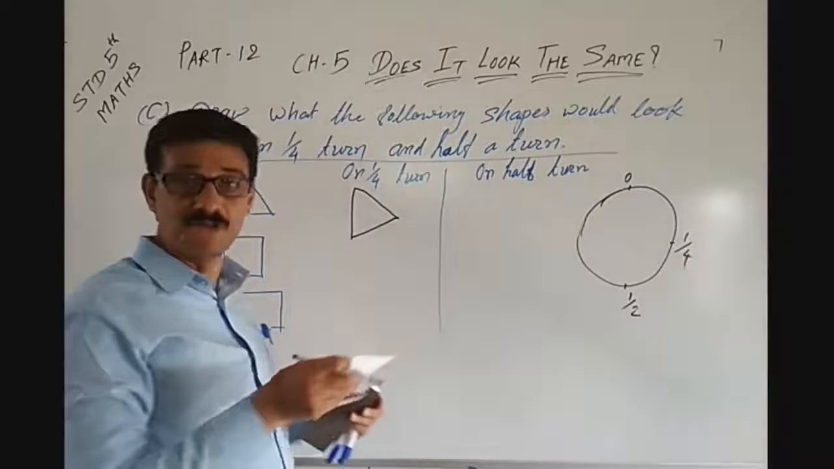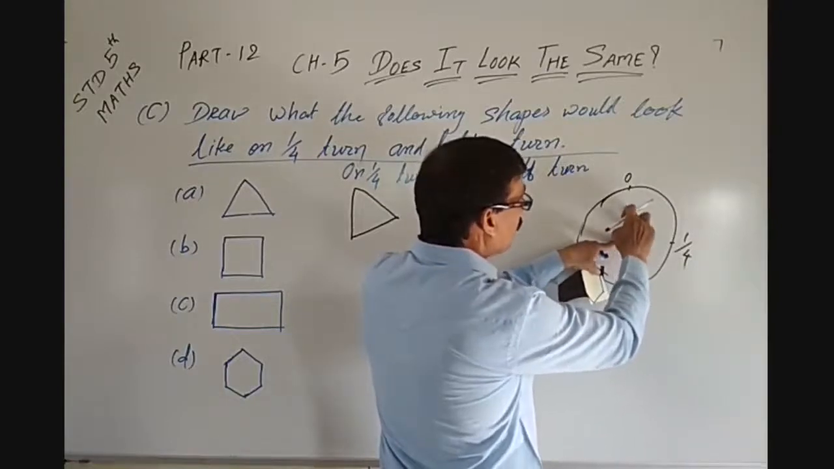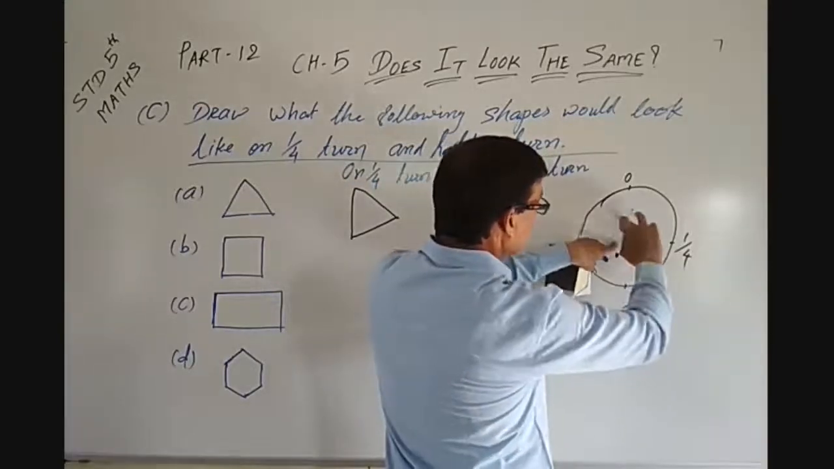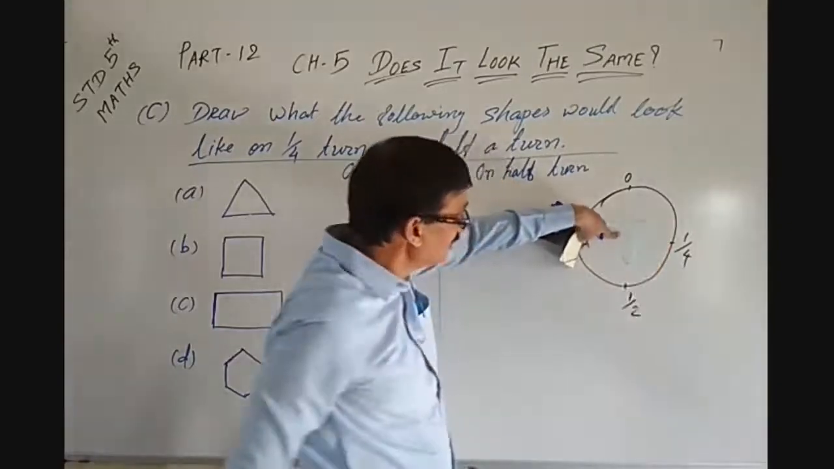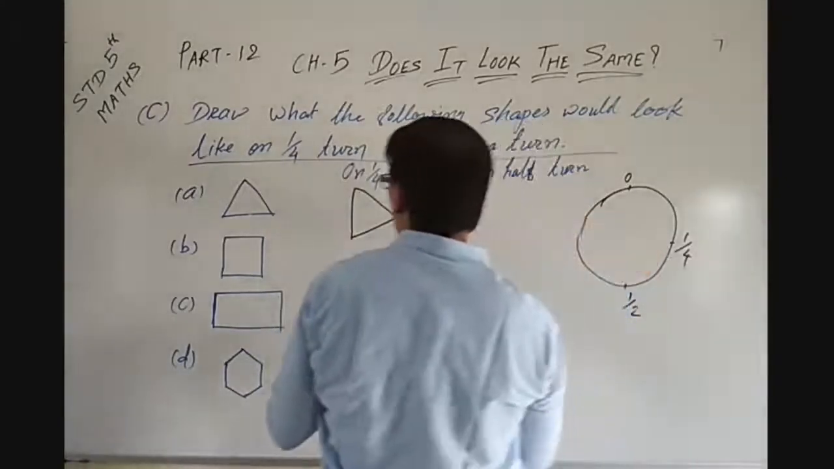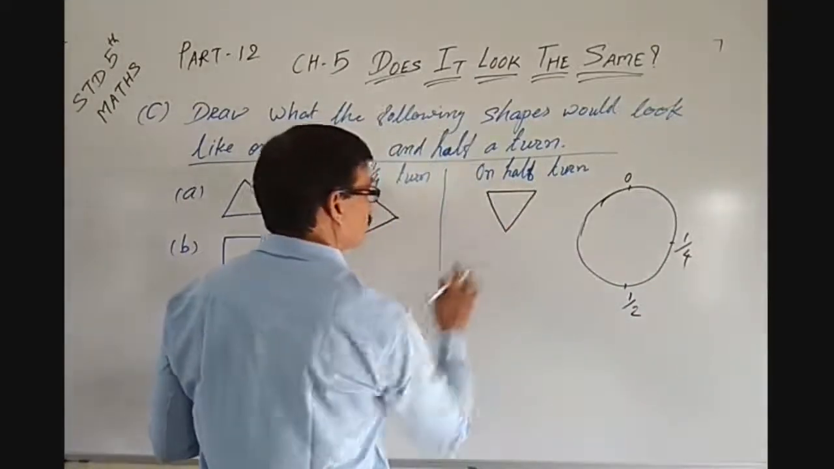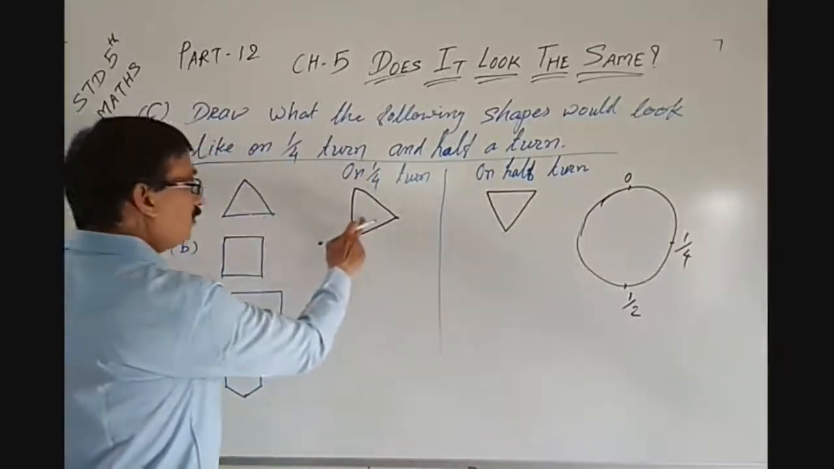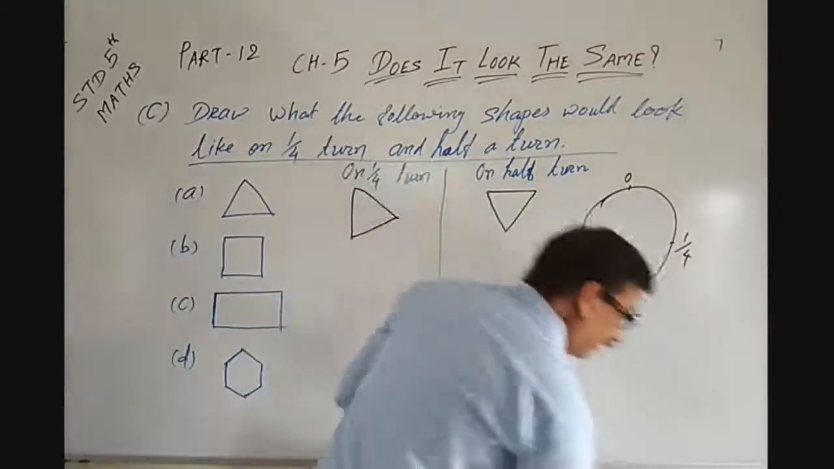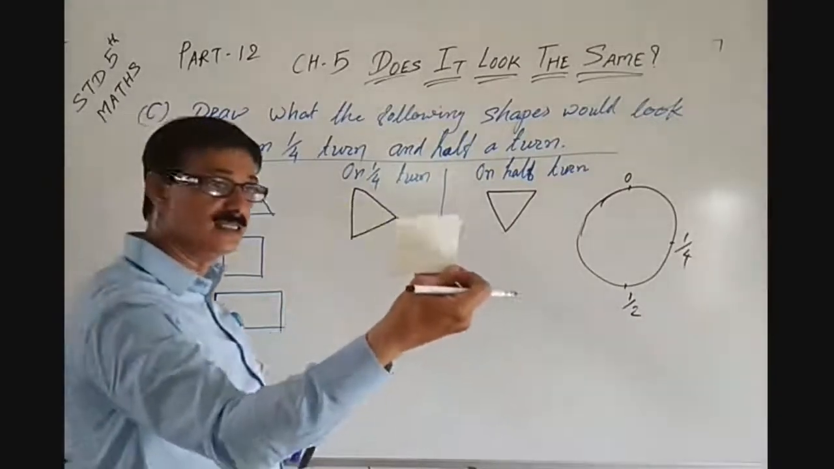Now let's give half turn. So once again let me give this like this, and this arrow, this is 1/4 turn and this is half turn. So on half turn, how does it look? This point will come over here at the downside. So let me draw on half turn, it will look something like this. Do you get it? So this triangle, this is on 1/4 turn, this is on 1/2 turn. It will look something like this. Then after, another shape is there, that is a square. Okay, you can see this as a square.